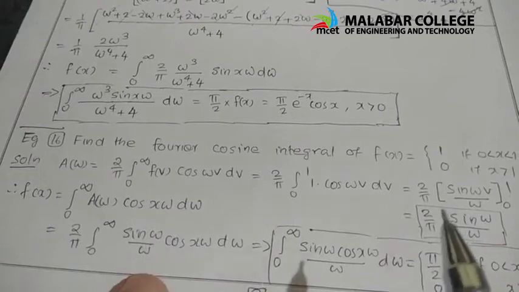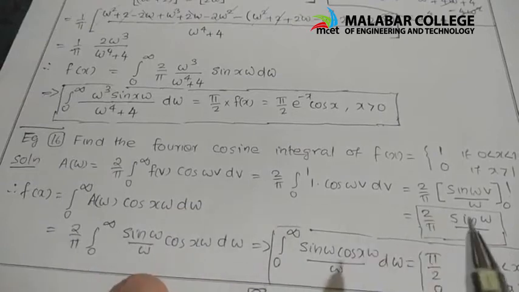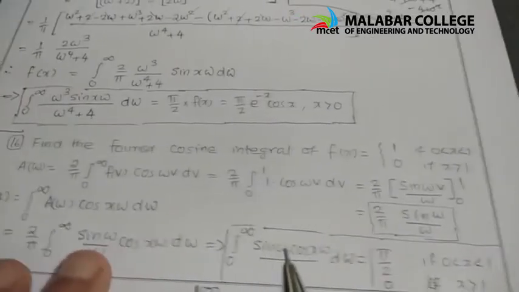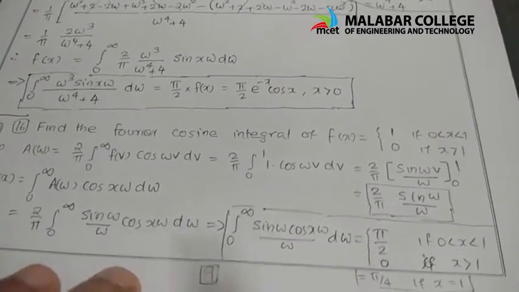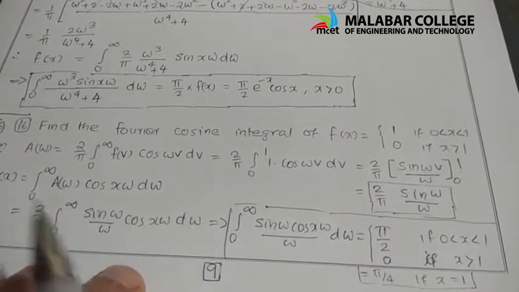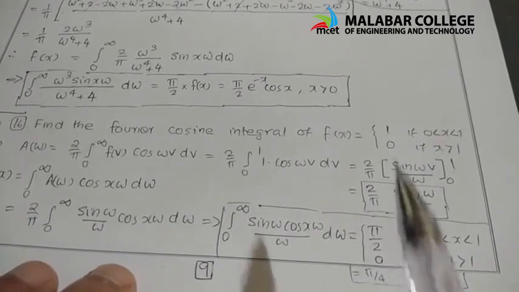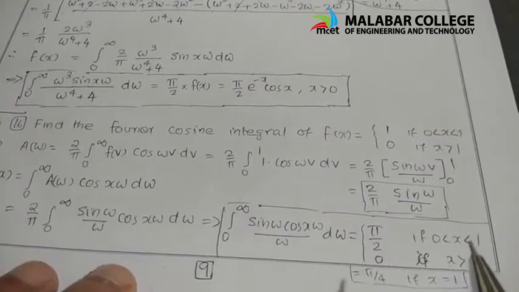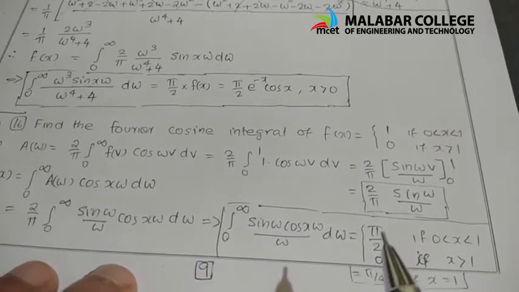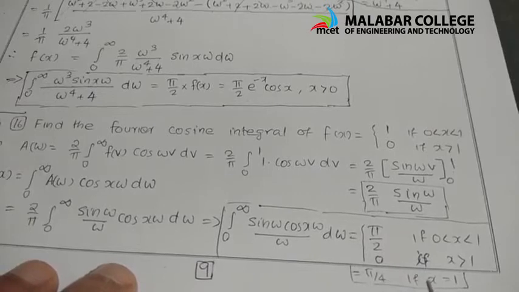This is 2/π into sin ω by ω, cos xω dω. So this implies, if we take the 2/π to the left side, π/2 into f(x). We see that f(x) is 1 here, and if we substitute 1 here, it is π/2 into 1, but at the other point it is 0. So one value is π/2, one value is 0. So there is a point of discontinuity there. So we take the average, π/4, equal to π/4 if x equals 1.